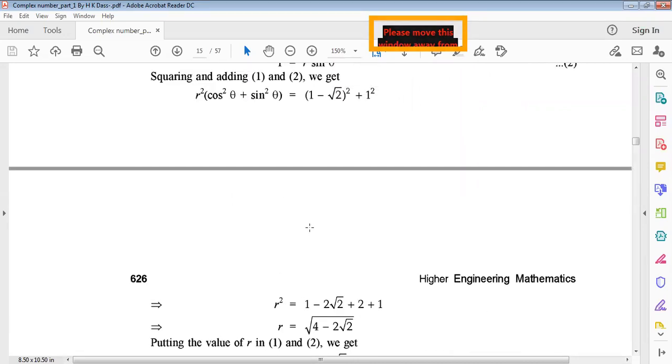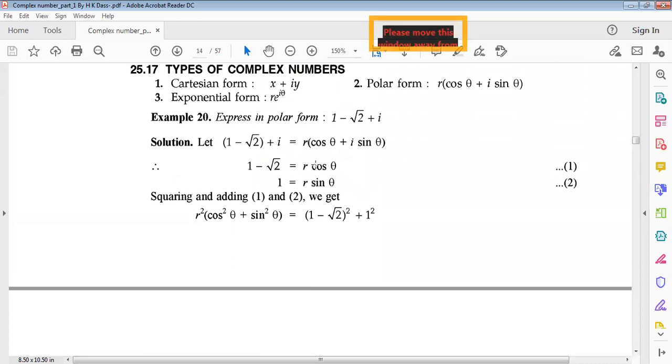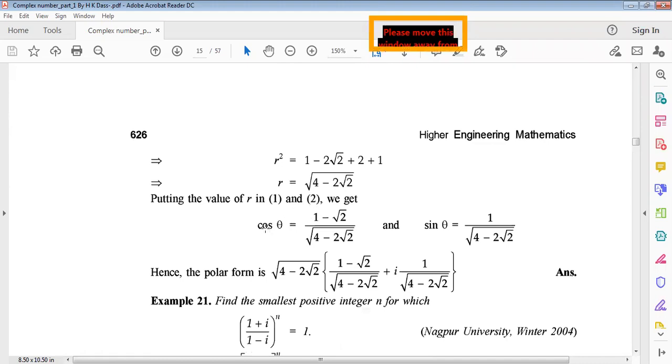So we get r square equal to what? Using the (a minus b) whole square formula, we take the sum: 1 minus 2 root 2 plus 2 plus 1. Therefore r equals root of 4 minus 2 root 2. Again putting the value of r in equations 1 and 2, we get cos theta equals this and sin theta equals this one. So the polar form will be r into cos theta plus i into sin theta, with these values of r, cos theta and sin theta.